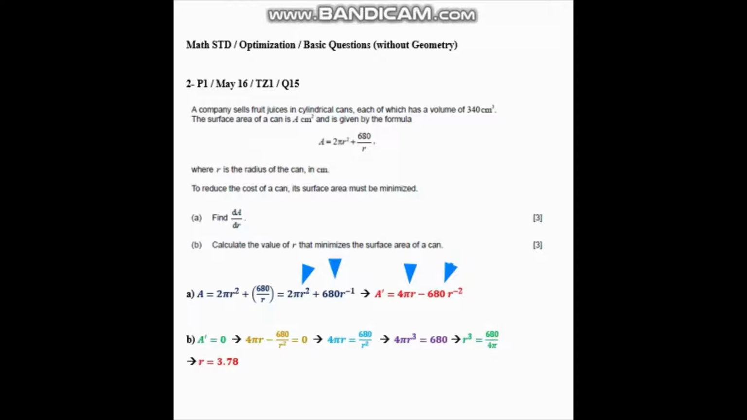In question B, I am told to calculate the value of r that minimizes the surface area of a can. So the minimum area of the can shall occur when A dash equals 0, as we explained in the previous video. So I need to find the value of r that makes A dash equal to 0, and this is either solved algebraically, as you can see here, or if the algebraic approach is problematic for you, you can always use the GDC as follows.